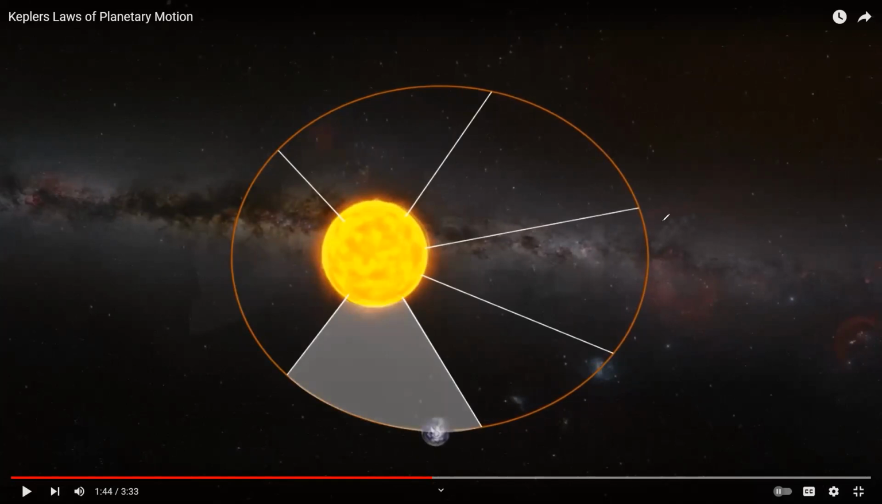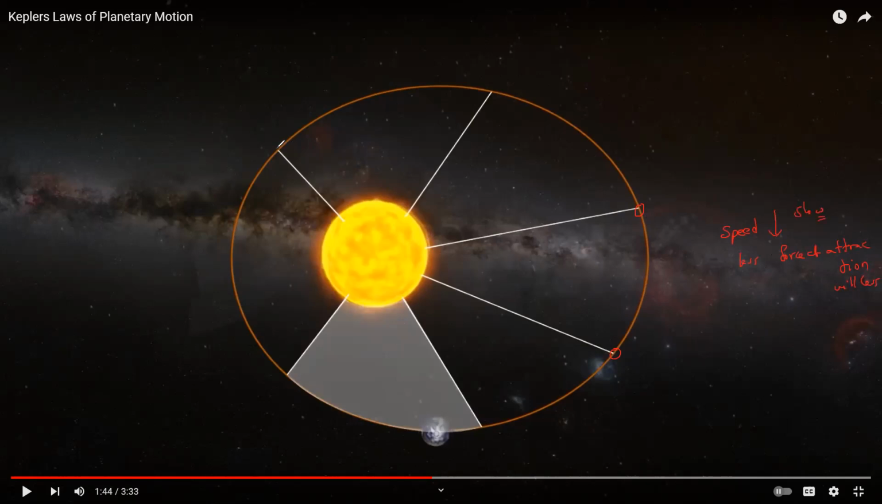Now you tell me, when the planet is here, is it far away from the Sun or near to the Sun? Far away. So remember, when any planet moves far away from the Sun, the speed decreases because the force of attraction will be less. So the planet will move slowly. When it is far away from the Sun, the planet moves slowly.